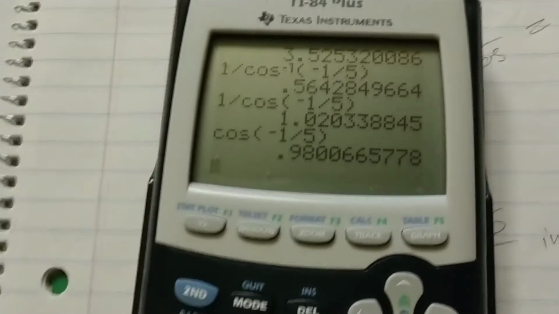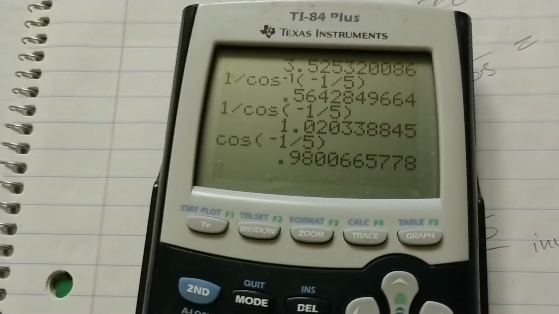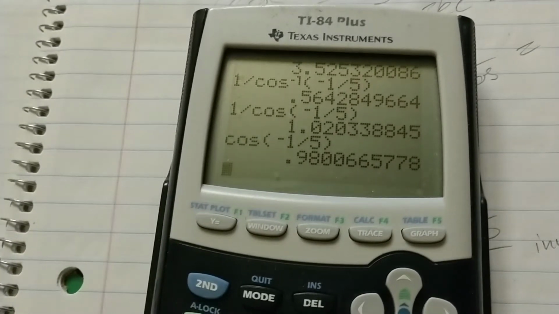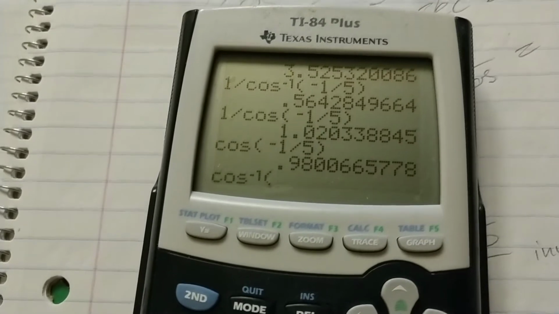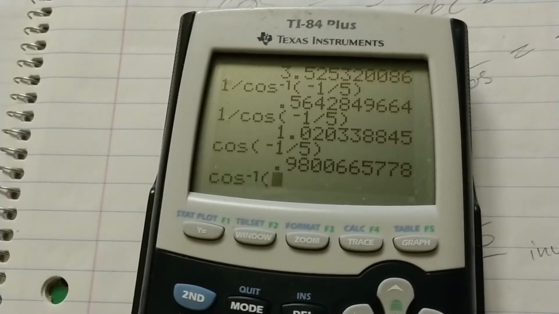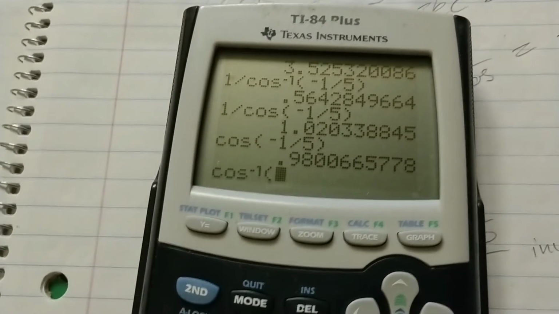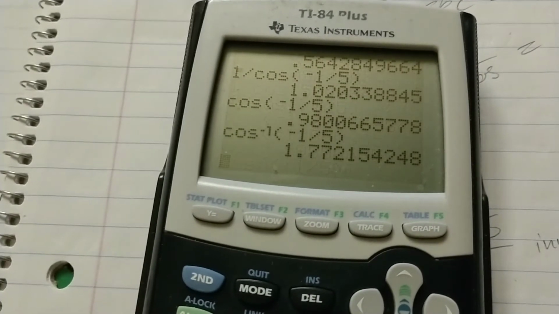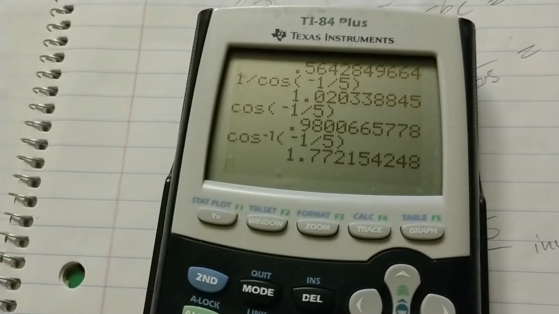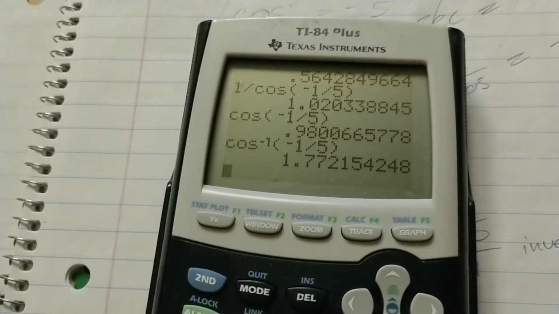So the proper way to type it in is to actually do inverse cosine -1/5. Ta-da! All under 2 minutes.